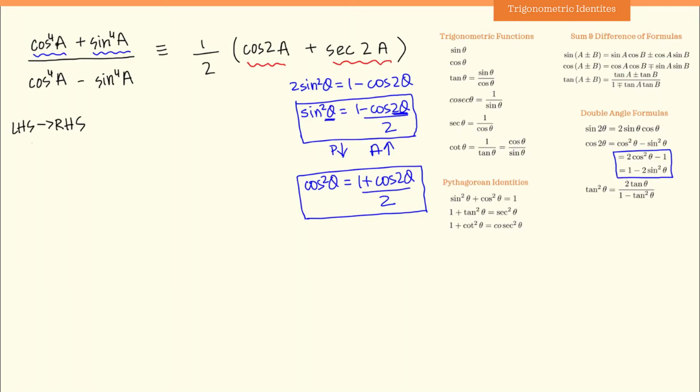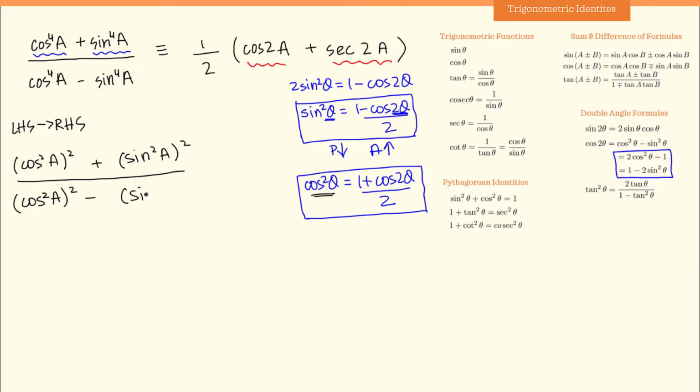On the left hand side, I have cosine a raised to the power of 4. And in order to use this formula, I'm going to write this cosine a raised to the power of 4 in terms of cosine square a. So I'm going to write this like this: cosine square a whole square plus sine square a whole square. If I were to remove the bracket, this 2 would get multiplied by this 2 and would eventually become sine a raised to the power of 4. So I can write this like this, and divided by cosine square a whole square minus sine square a whole square.